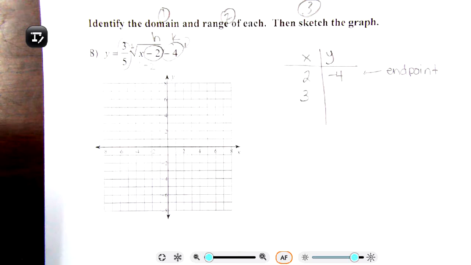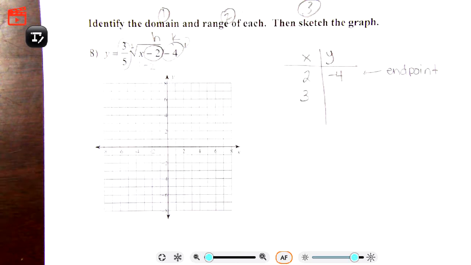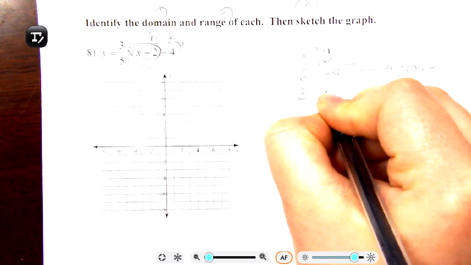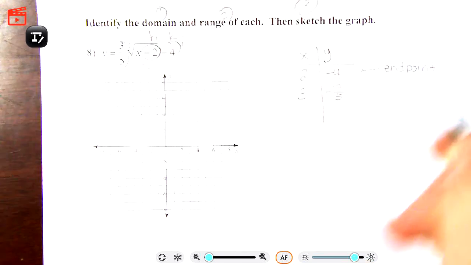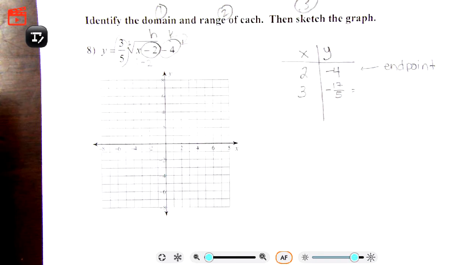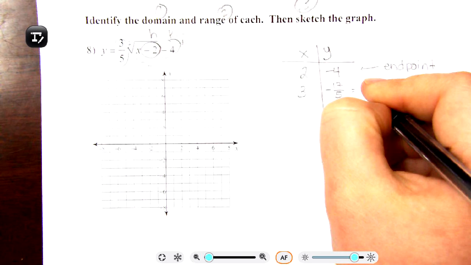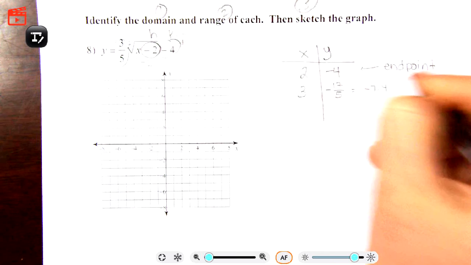We can convert this into a fraction if you'd like, with a common denominator. So we have negative, what is -17/5. Or you can do 3/5 minus 4, and if we wanted to round it to a decimal, it's -7.4.